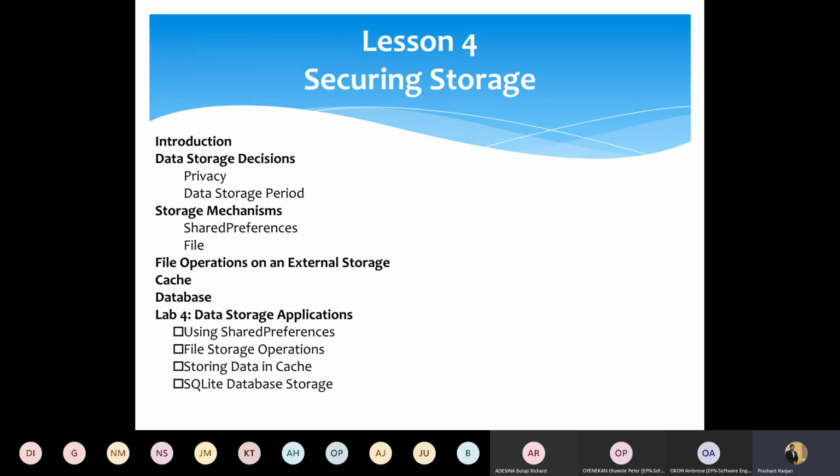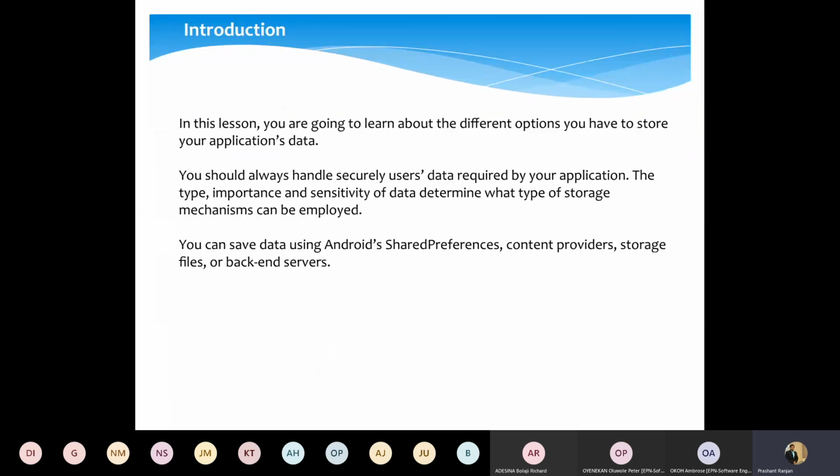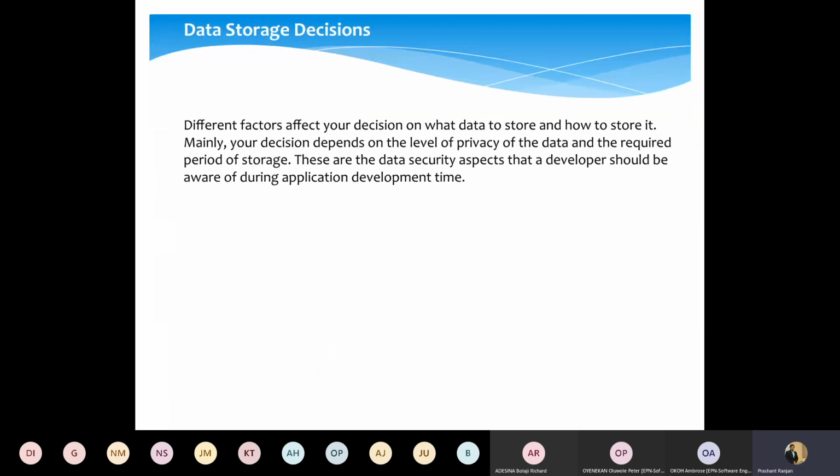So that is the data storage decisions: how much private data you have, and for how long you want to retain it. If I have to store data for a long time, I prefer to store it in a database. If it is temporary, I should prefer to go with a data cache. If I wish to overwrite it every time, I will work with shared preferences. So we have to decide which type of data we can store where.